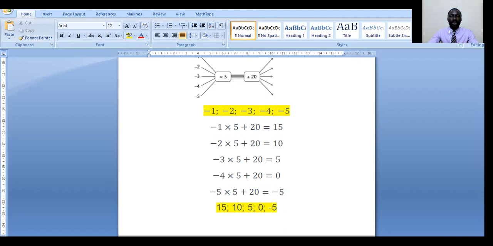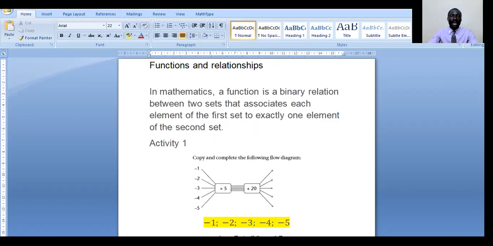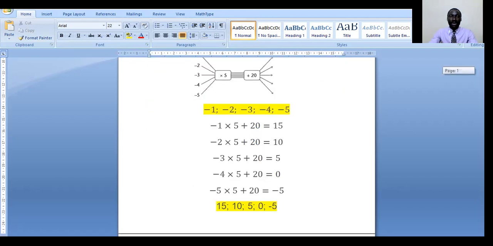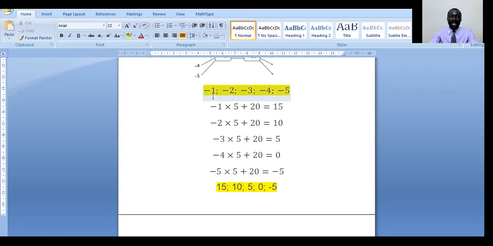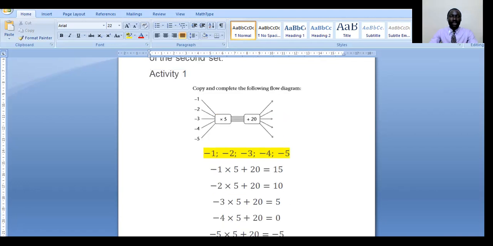That gives us what we call a function, a binary relation between two sets that associates each element of the first set to exactly one element of the second set. So each element of the first set here has specifically one value in the second set. That type of relationship gives us what we call a function. And how do we get this relationship done? Well, we use a flow diagram for this.